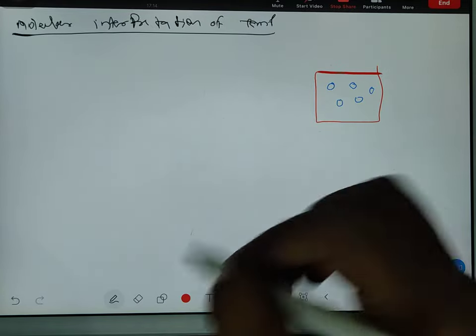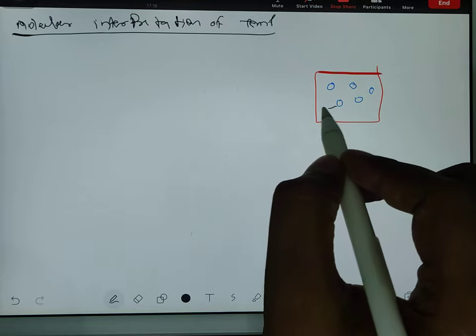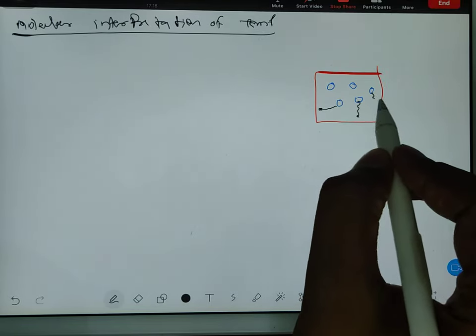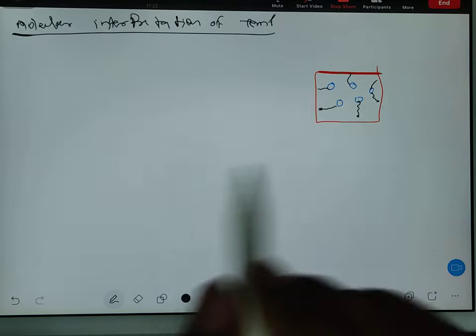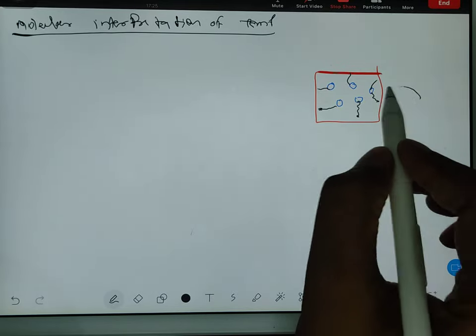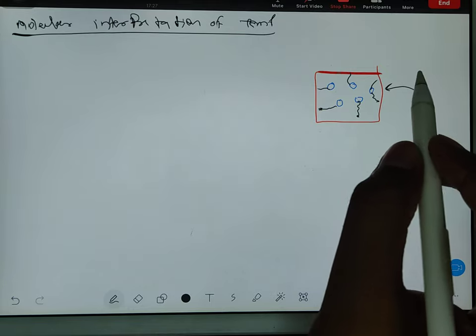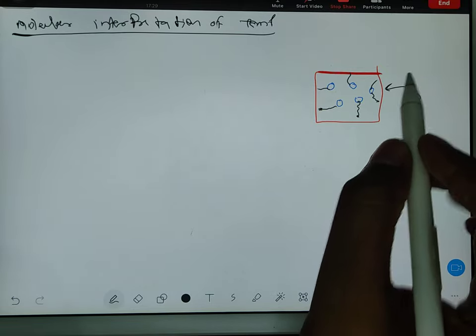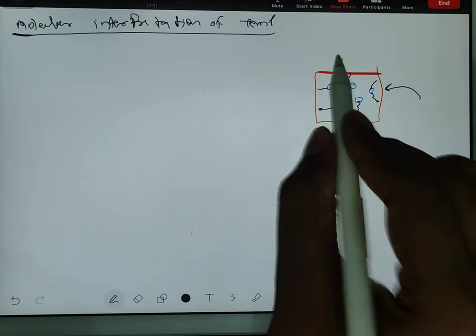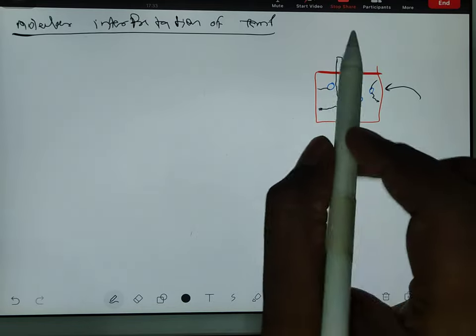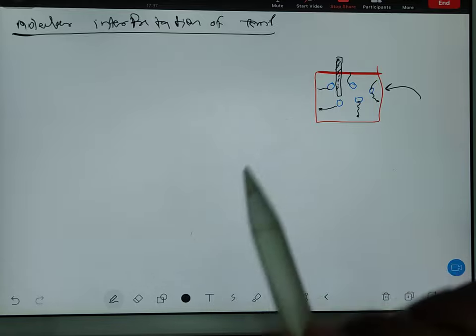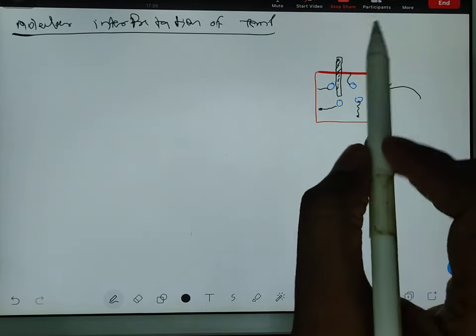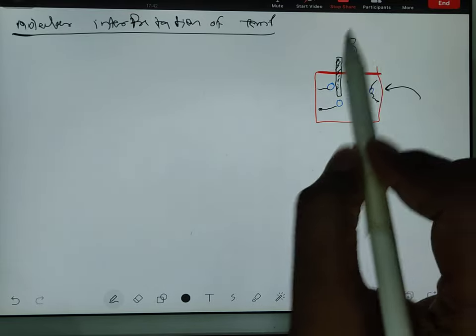These molecules are in motion. If these molecules are in motion, then what will happen? They will hit the surface. When they hit the surface, then when you touch the surface by physical contact, you will feel that there is temperature. Or you can put one thermometer here, and in the thermometer you will get a reading. It means yes, there is a temperature. So I am going to explain why there is temperature.